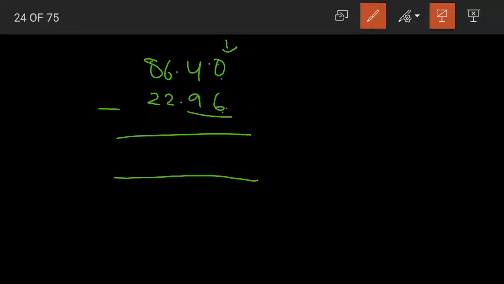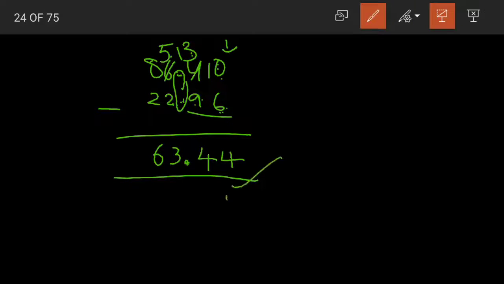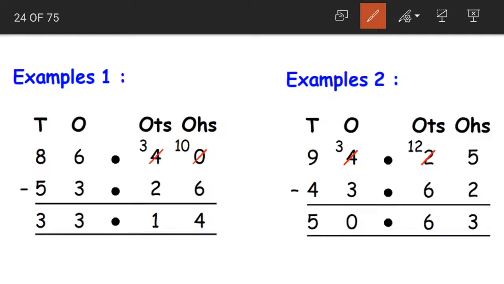0 minus 6 is not possible. So borrowing, 10 minus 6, 4. Again 3 minus 9 is not possible. So borrowing, 13 minus 9, 4. 5 minus 2. Again, see, don't forget to put the points here. We are having points here. So even in the difference, we have to place the decimal point exactly below. 5 minus 2, 3. 8 minus 2, 6. Understood, children? 63.44 is our answer.